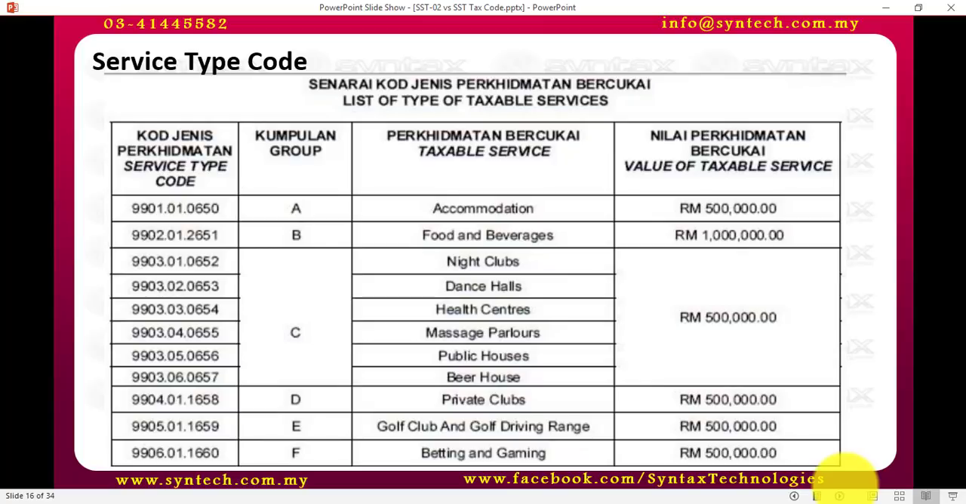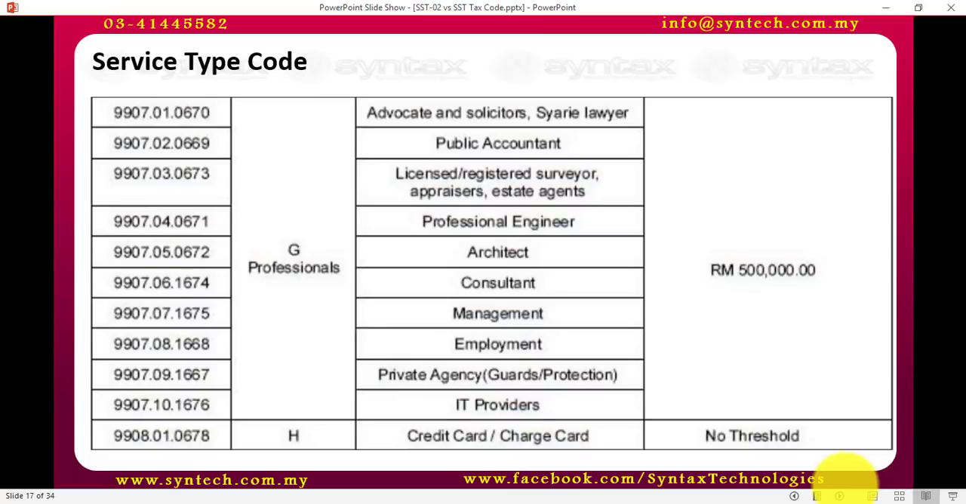For example, you are providing accommodations. What is the service type code? It's 9901.01.0650. Let's say for Syntax Technologies, you sign maintainer with us because we are SST Registrant under service tax. So my service type code will be 9907.10.1676. That will be my service type code.